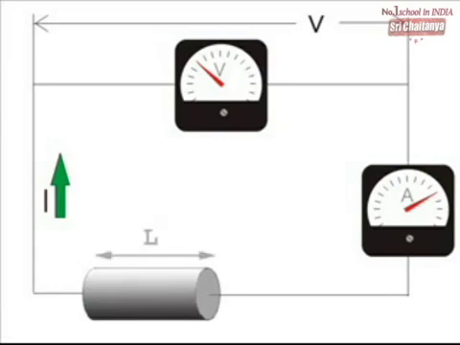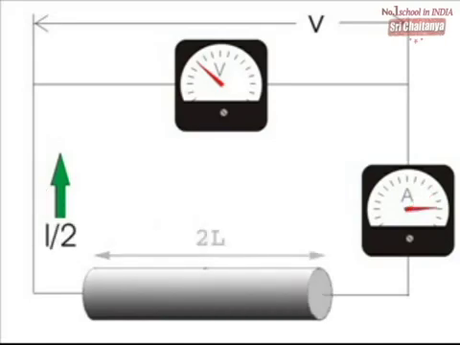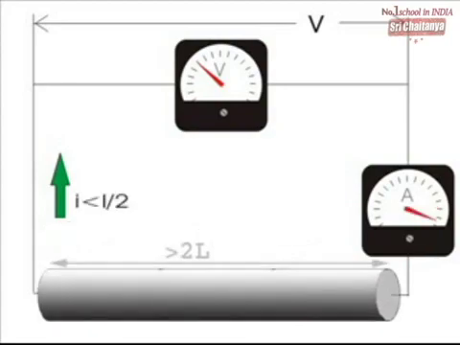Say the length of the conductor is L meter and current flowing through the conductor is I. Now, if you use a conductor of the same cross-section but double the previous length, that is 2L meter instead of L meter, we will find that the current becomes half of the previous current, that is I by 2. If we further use a lengthier conductor of the same cross-section, we will see the current through it becomes lesser.